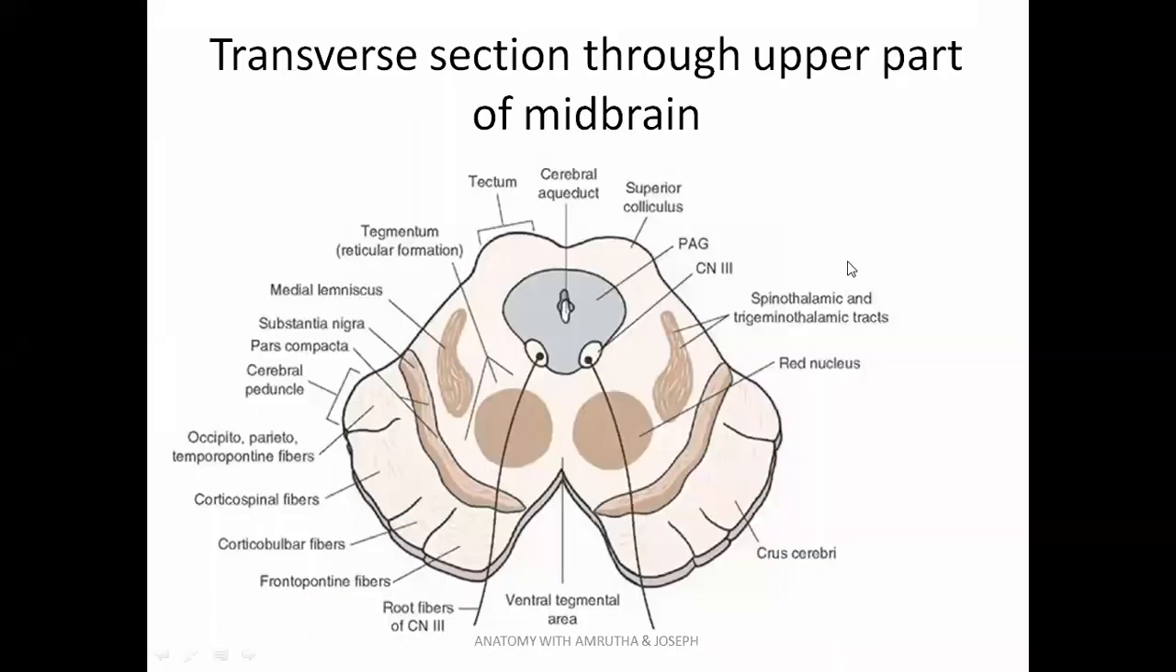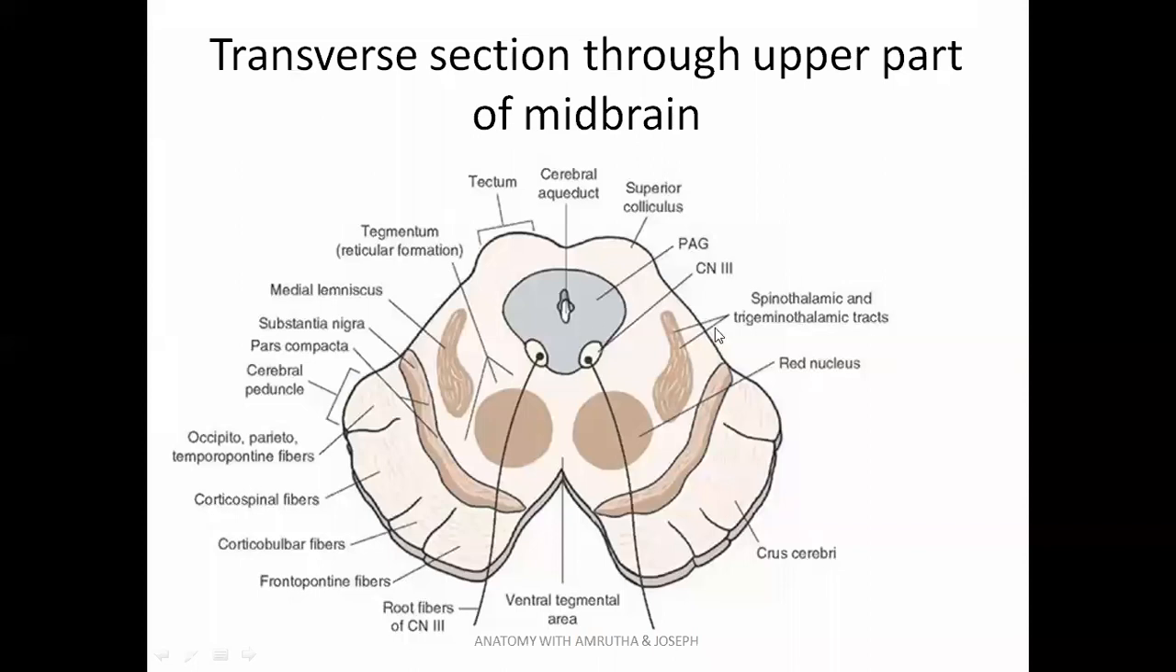So when we take a cross section of the midbrain, this is the posterior and this is the anterior aspect. You can see it's like a bell, right? A bell-shaped structure. So the mid section of the midbrain looks like a bell. Now in the center of it, you can see the cerebral aqueduct. Surrounding that there is gray matter, which is called periaqueductal gray matter.